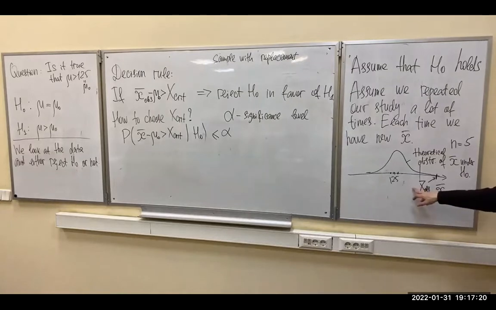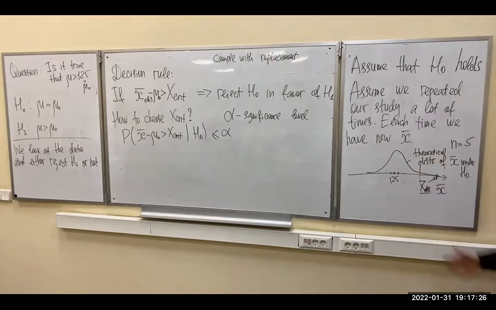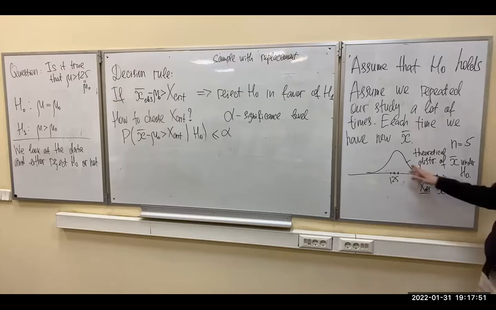Now let me return to this picture. Where should I put x critical? Where should I put this threshold? How to choose this value? I'm not asking about the exact value, it is not possible to find it, but how to find it? Let us look at this curve. How to use this curve to answer this question about x critical?